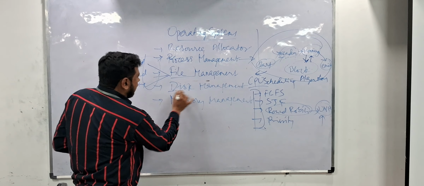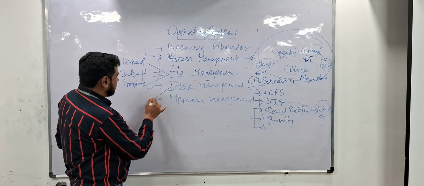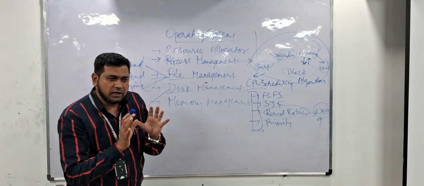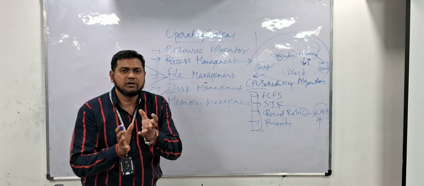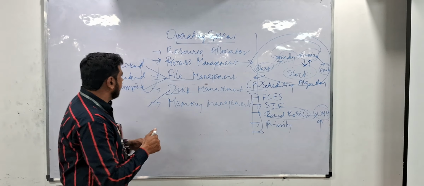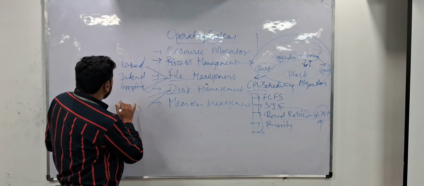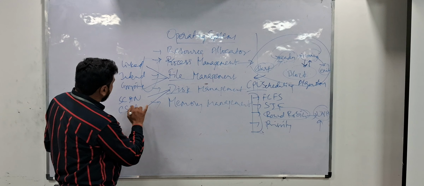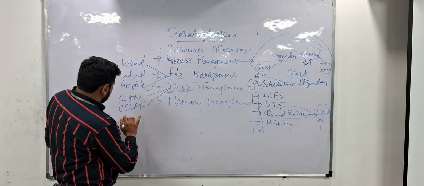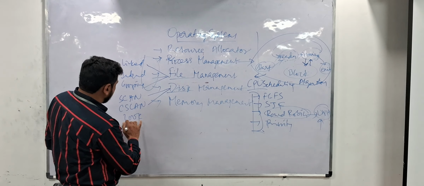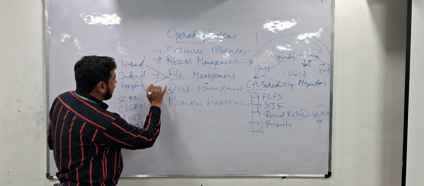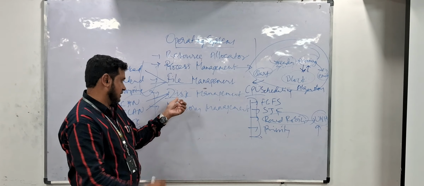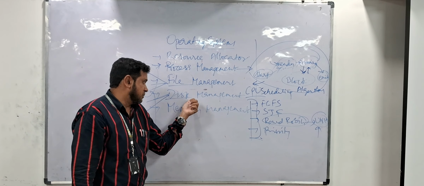And in disk management, when the disk has to be revolved and our required file has to be brought under the head, we have different kinds of disk scheduling algorithms like SCAN, C-SCAN, LOOK, C-LOOK and so on, right? So with the help of these algorithms, it will provide the different kinds of services under disk management.